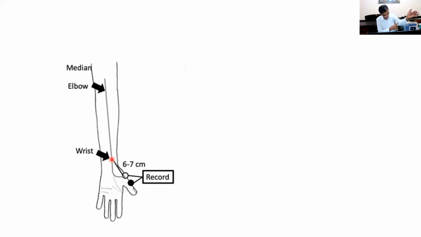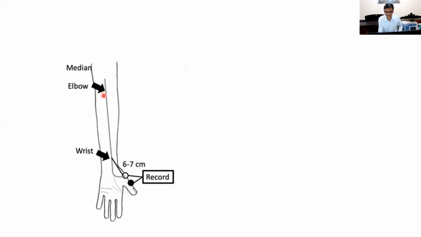When you stimulate at the elbow, it takes a little longer, because it has to travel from the elbow to the wrist, and then the same 3 milliseconds. So 3 milliseconds plus the time taken to travel this distance, maybe 5, 6 or 7 milliseconds, depending on the conduction velocity. That is the basis: conduction velocity is calculated using that knowledge. You apply that knowledge to calculate the nerve conduction velocity.